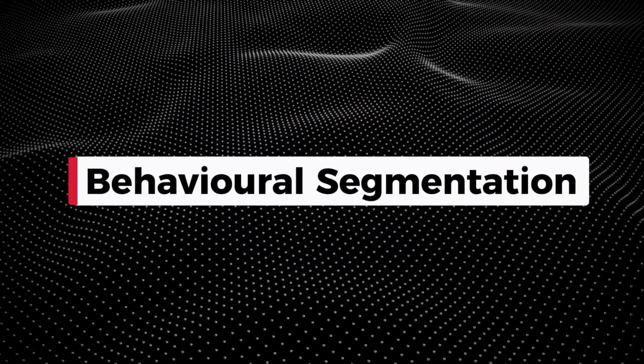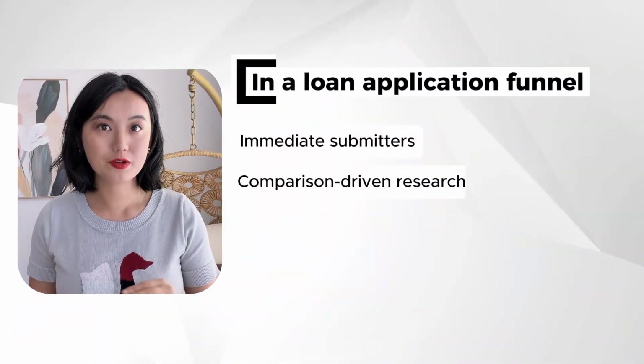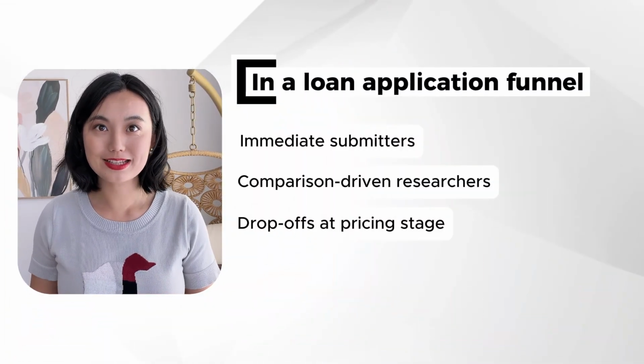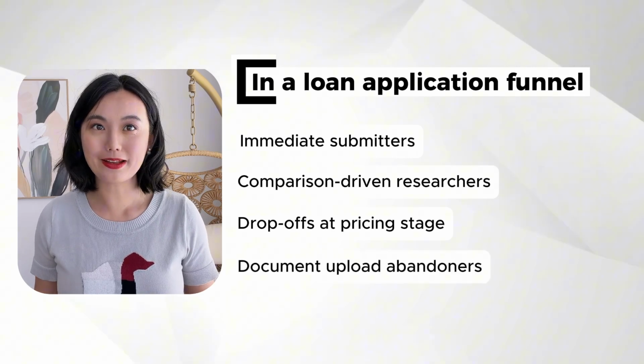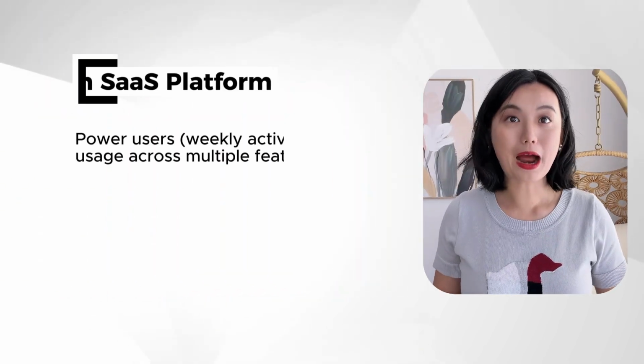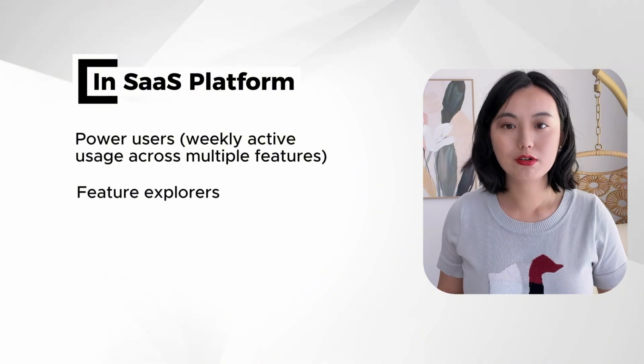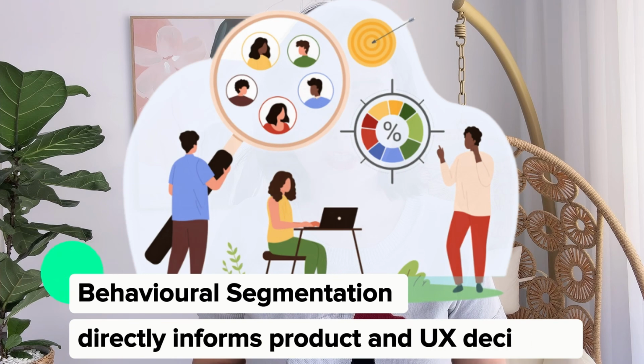The next segmentation method is how you differ from others: behavioral segmentation. This focuses on how your customers interact with your product. Let's go back to the digital home loan example. We can segment customers based on their behavior: immediate submitter, comparison-driven researcher, drop-off at pricing stage, or document upload abandonment. In a SaaS platform, like power users, feature explorers, casual users, trial-only users. Behavioral segmentation directly informs product and UX design.